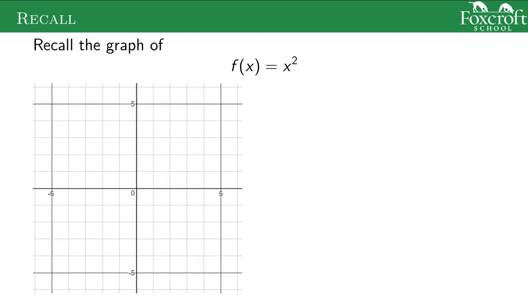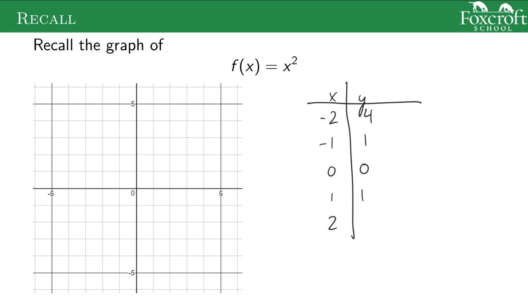Alright, so recall the graph of x squared. If you ever forget what a graph looks like, you can always make a chart of x values and y values. I pick some x values and plug them into my function. Negative 2 squared is 4, negative 1 squared is 1, 0 squared is 0, 1 squared is 1, 2 squared is 4. That gives me a bunch of points on my graph: negative 2, 4; negative 1, 1; 0, 0; 1, 1; and 2, 4. You can do more points, but those 5 are generally enough to see the shape of a parabola. It's just a general U shape.